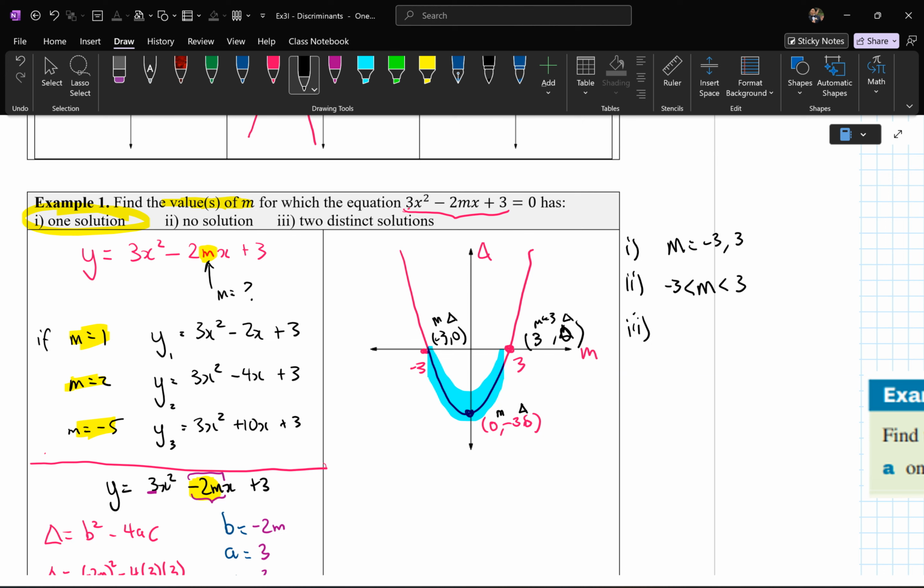Okay, and the last one. 2 distinct solutions. Means you want 2 answers or 2 intercepts. This is where students struggle with writing the actual region, but anyone have an idea?